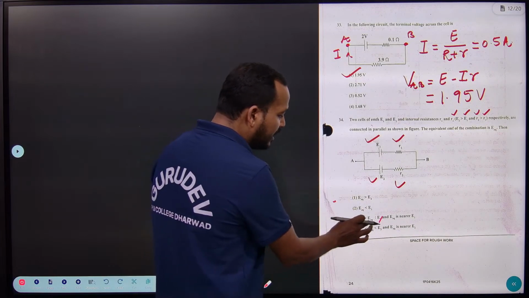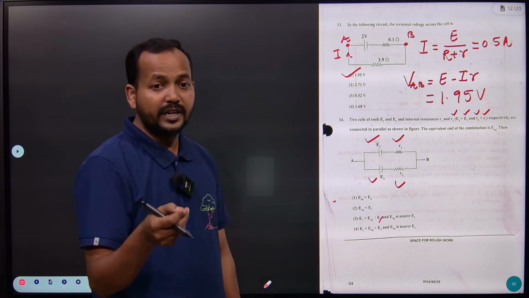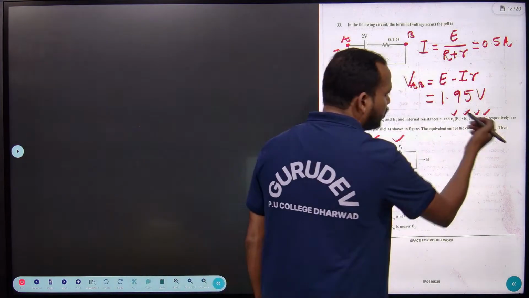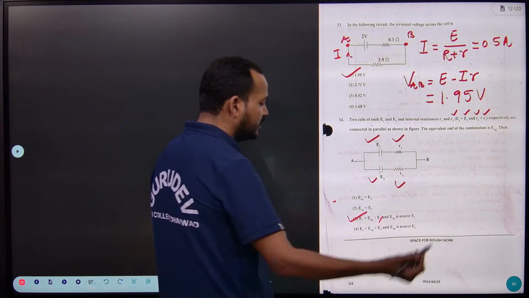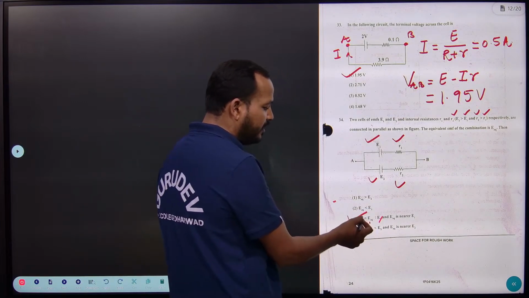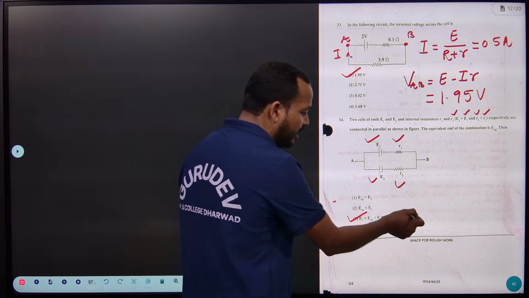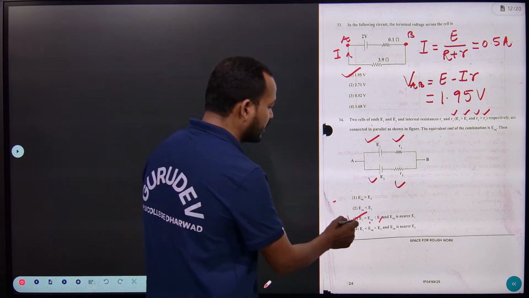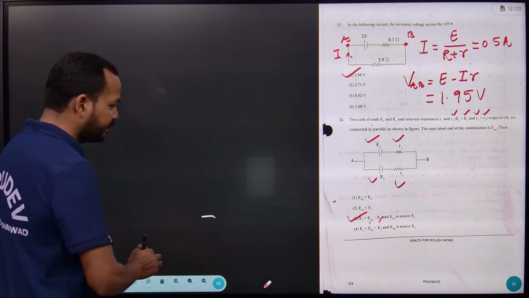That E equivalent will come in between E1 and E2, but it comes near the smaller resistance value. So out of R1 and R2, which one is smaller? R1. So that's why the answer we have to pick is the third option. So here equivalent EMF comes in between E1 and E2, but the value lies more towards E1 because R1 is less. That is the reason why we have to choose the correct answer as 3. Okay, we'll move to the next question.